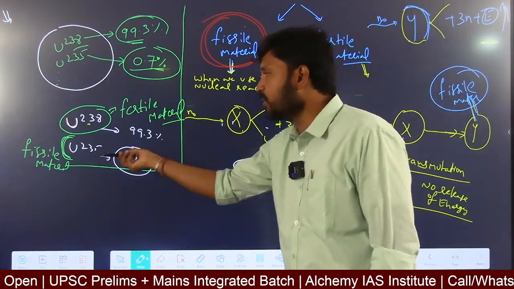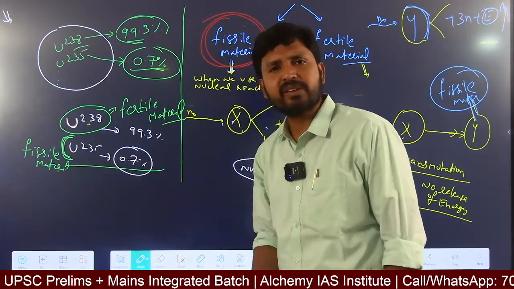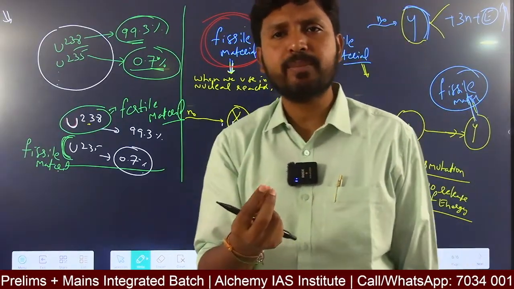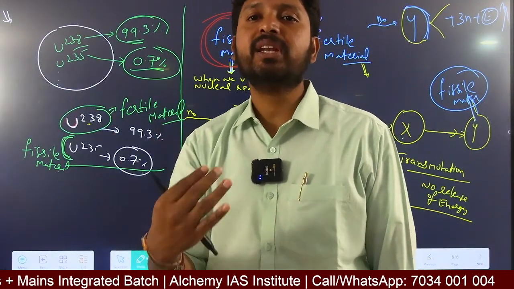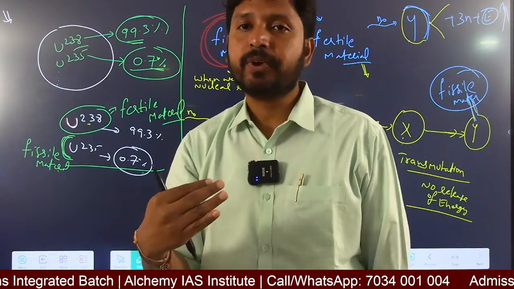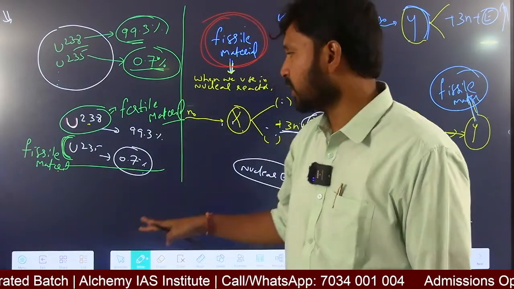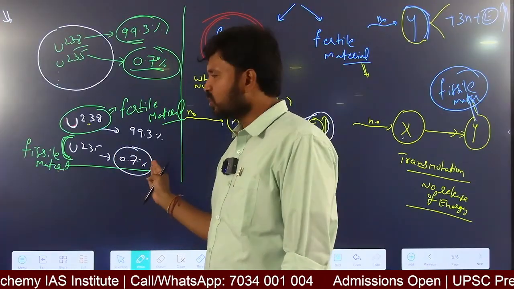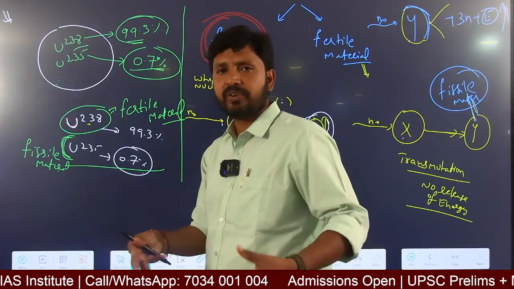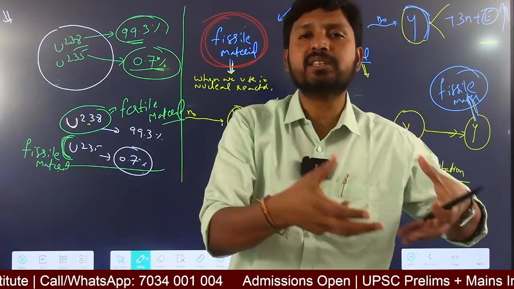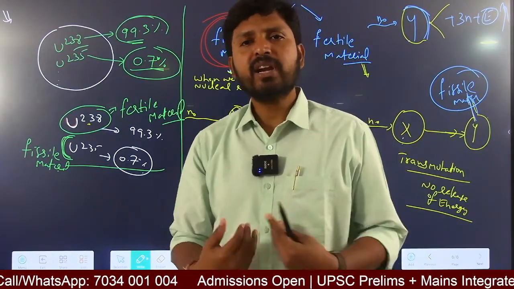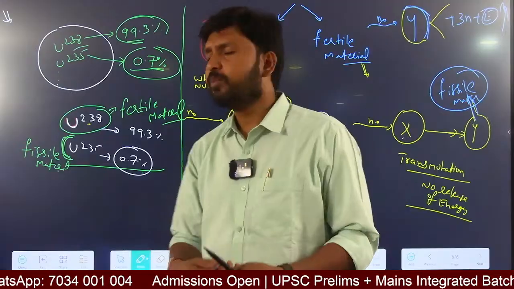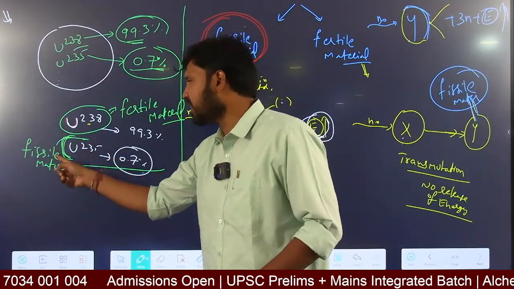Fissile material. It is how much? Only 0.7. A very small amount of fissile material is there, right? But that fissile material is the important one for us for the generation of nuclear energy. As this percentage is very small, if I use natural uranium as it is in my nuclear reactor, will it be useful for us? No, right?